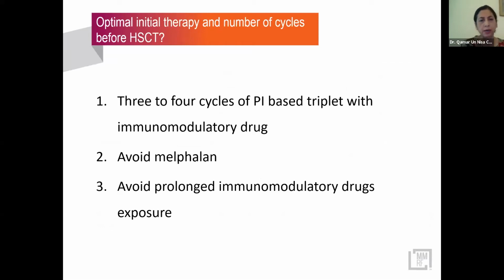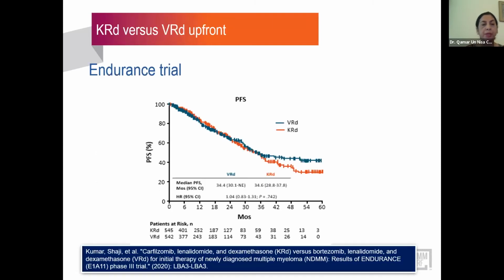I will be just touching on the optimal initial therapy and the number of cycles. So generally 3 to 4 cycles of a proteasome inhibitor-based triplet and immunomodulatory drug. One should avoid melphalan, of course, because of the damage it can cause to the stem cells, and immunomodulatory drugs, particularly lenalidomide, have a similar problem, so patients should not be on it for more than 4 to 6 cycles when stem cells are collected.